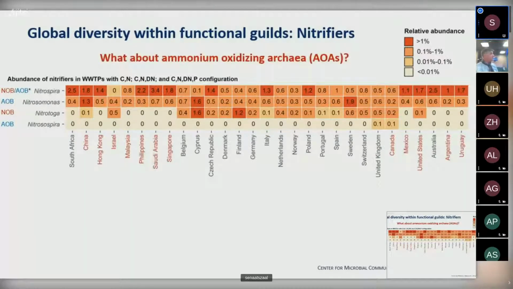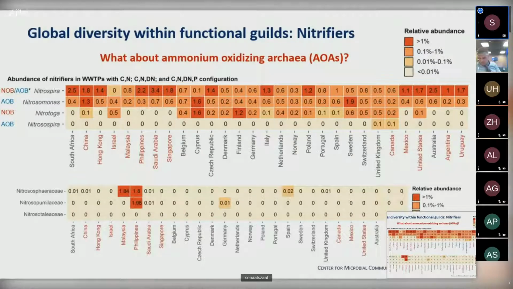You can also ask whether there are any ammonia oxidizing archaea, and unfortunately, we can't see them using the MiDAS 4 database yet. But we can use the V4 data that we have and then classify it based on the SILVA database. And this is what you get in that case. What you can actually see is that ammonia oxidizing archaea is more or less only present in Malaysia and the Philippines. So if you're anywhere else, you can disregard this class.